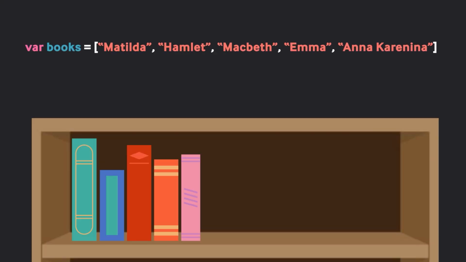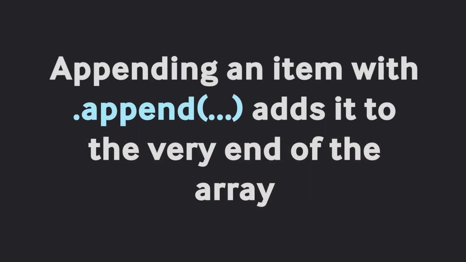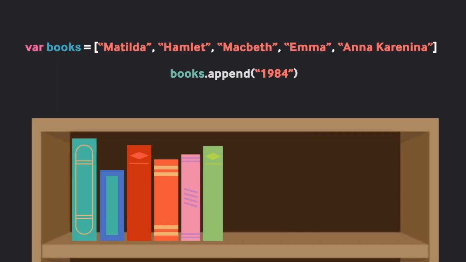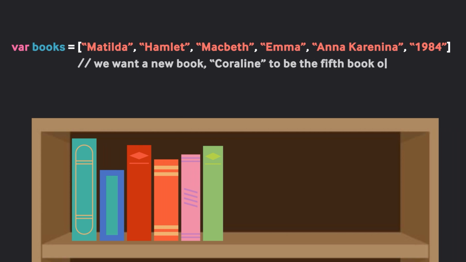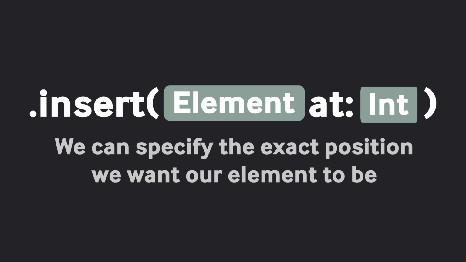To add a new book to the shelf, we use .append. This places the new item at the end of the array, or at the end of our bookshelf. It automatically becomes the last index. But what if you don't want it at the end? What if you wanted the book Coraline to be the 5th book on the shelf? That's where .insert comes in.